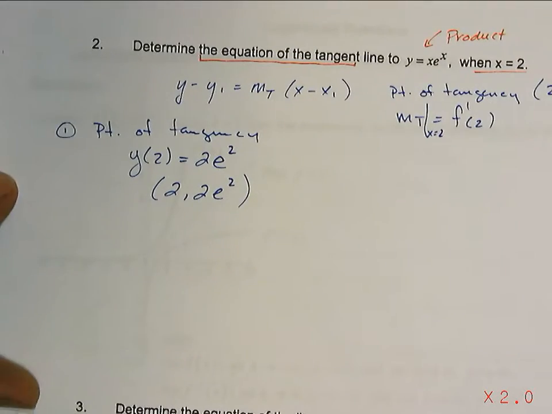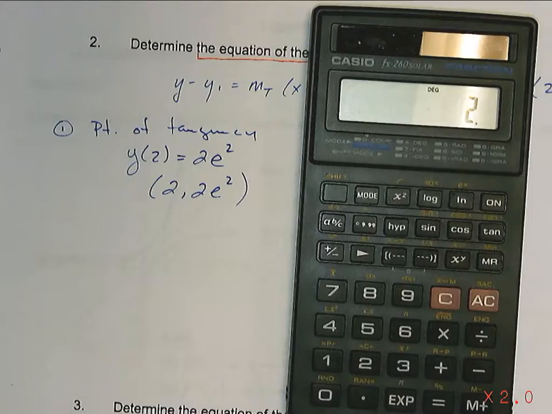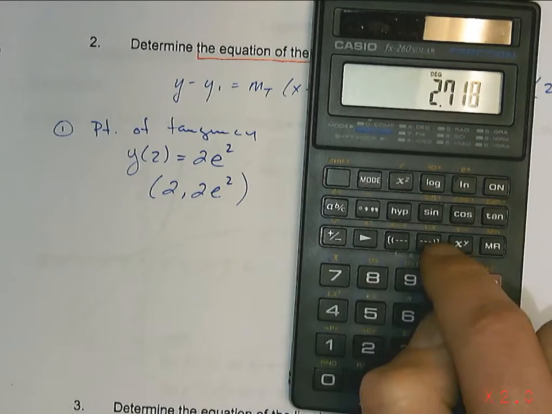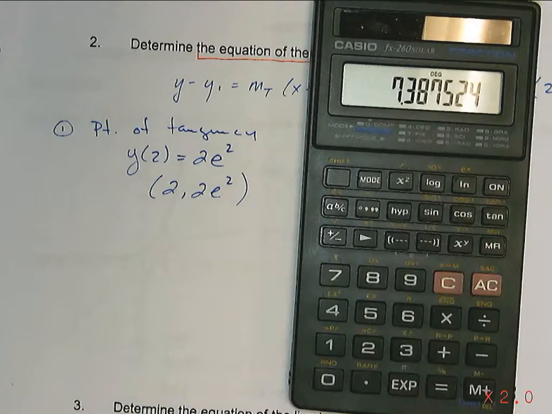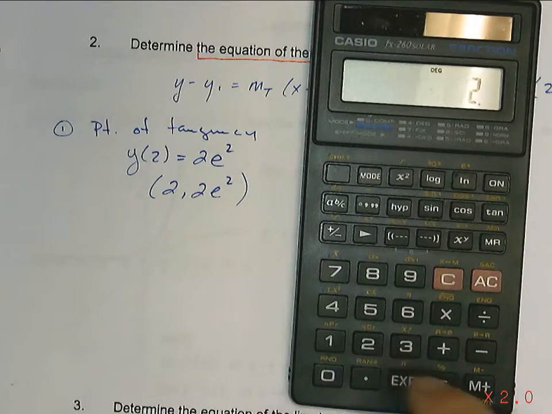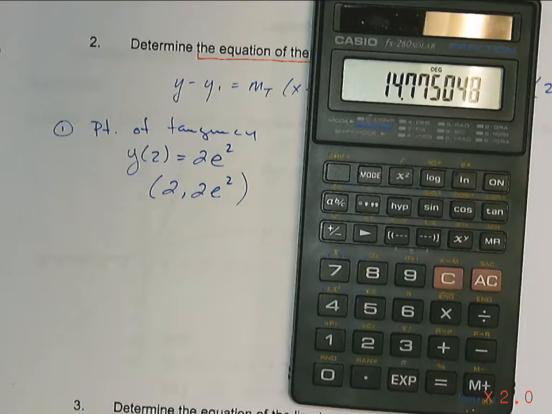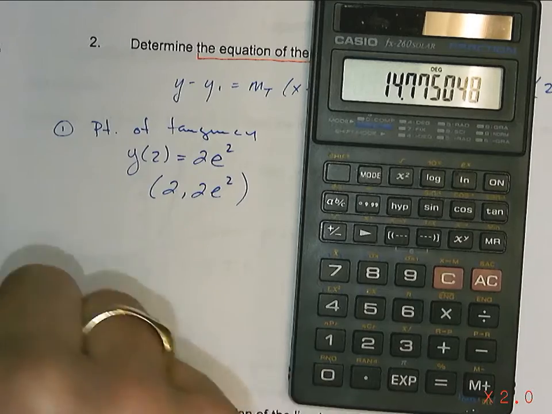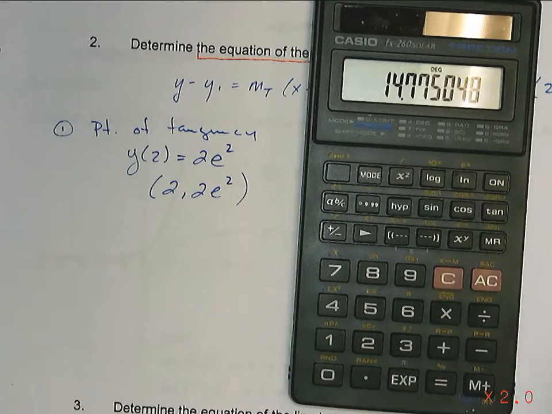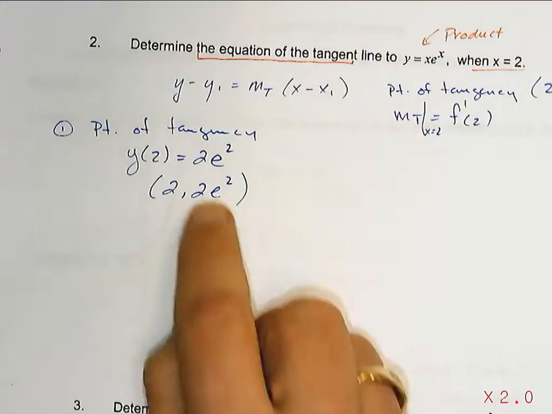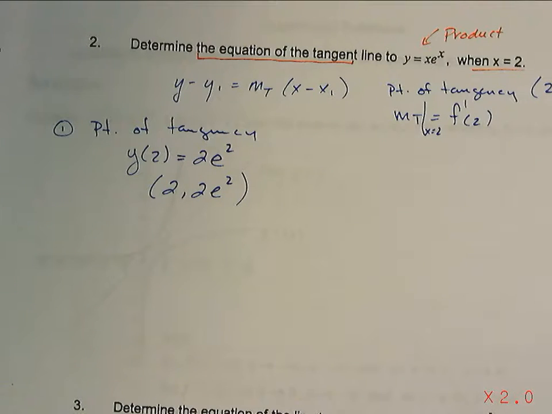That's a point. If you needed to plot it on a graph, you'd take 2.718, you'd square it, and approximate it, and then you'd times it by 2, and you'd approximate it at 14.8. So it would be 2 comma 14.8 approximately. Exactly, it's going to be 2e squared.